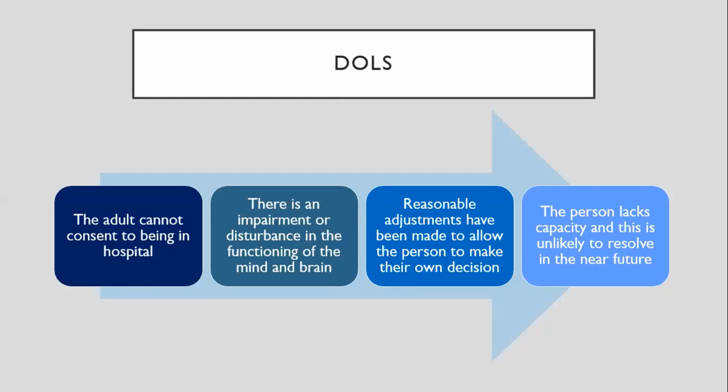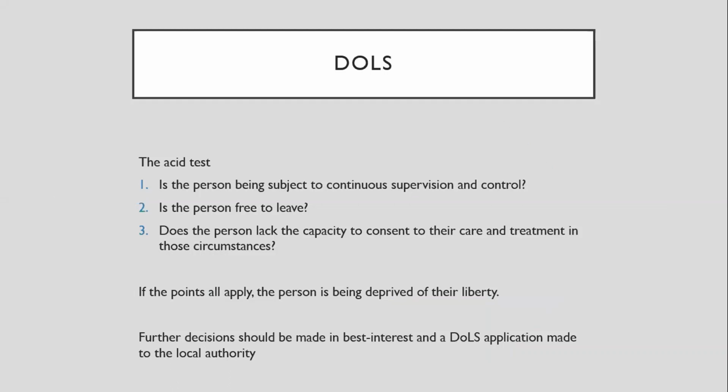or dementia or any other kind of process that might impair that, first of all, reasonable adjustments have to be made to allow the person to make their own decision. And the person has to lack capacity and it's unlikely to resolve, and that's where DOLS comes into place. If you're thinking about whether somebody needs a DOLS, what they often say is the acid test is the person being subject to continuous supervision and control? So for example, if you're not allowing somebody to leave the hospital ward, that is continuous supervision and control.